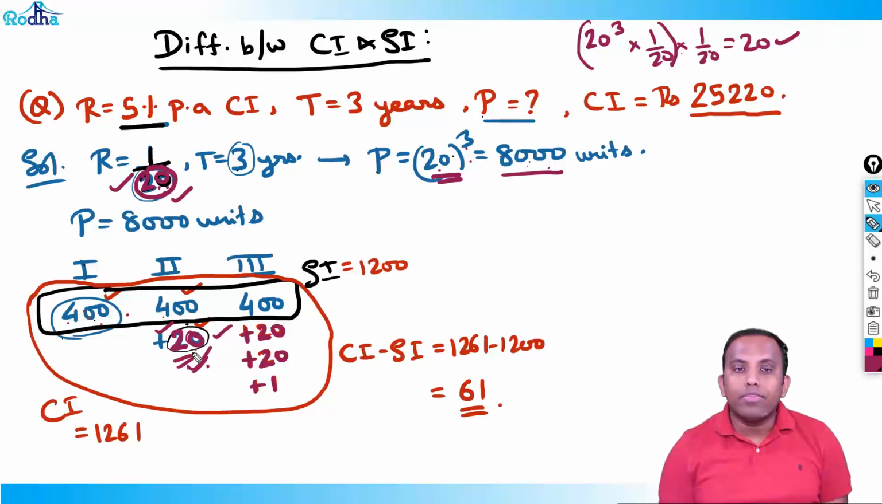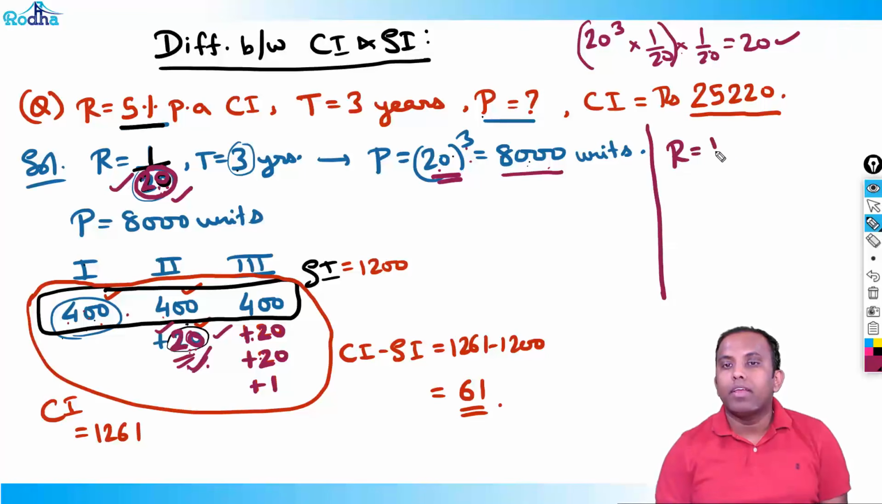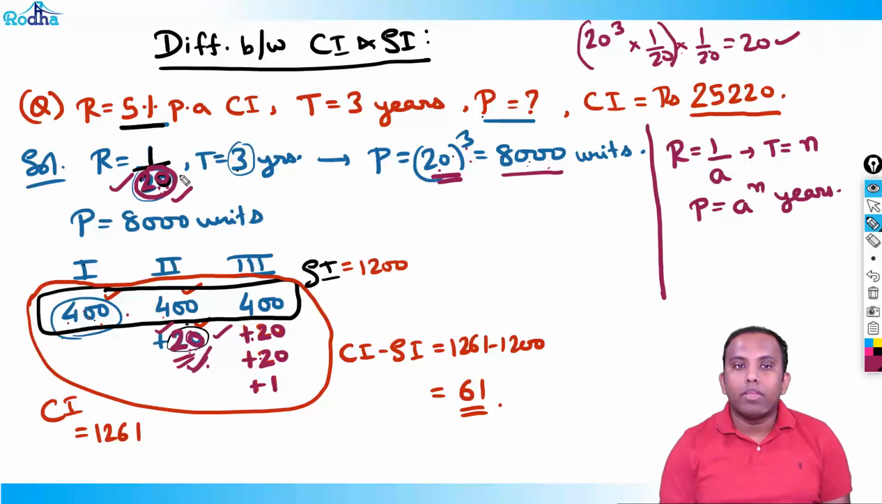So what is the difference? The difference is only in this purple part: 20 plus 20 plus 20 plus 1, 61. And this 20 is in 1 by 20 form, right? So I can write from that: if rate percent is in 1 by A form, and if T is suppose n years, then the principal we assume is A raised to n. Principal we assume is always A raised to n.